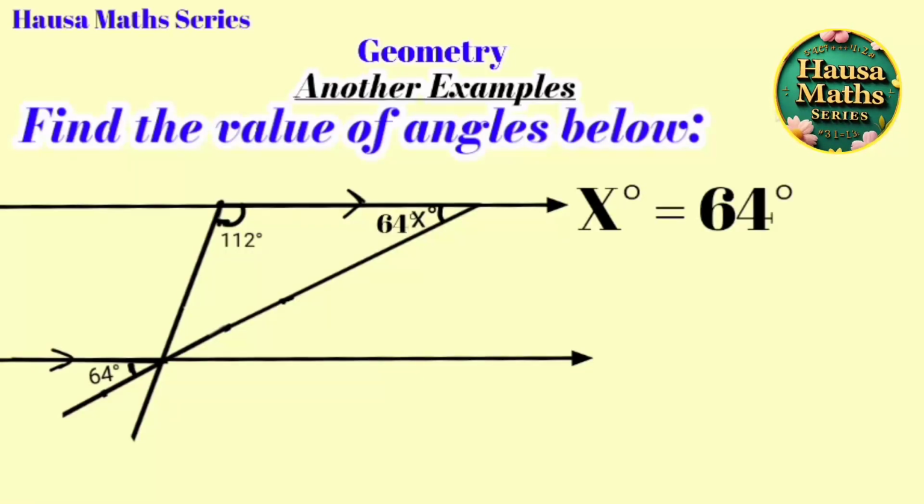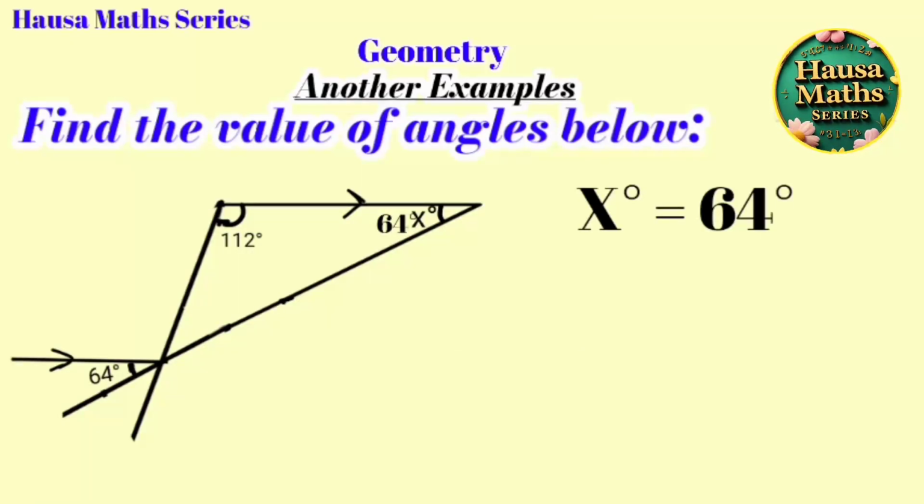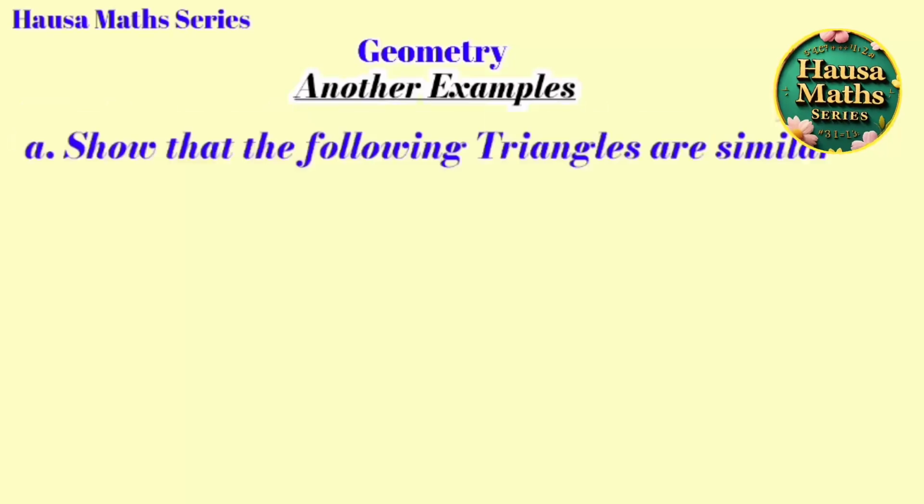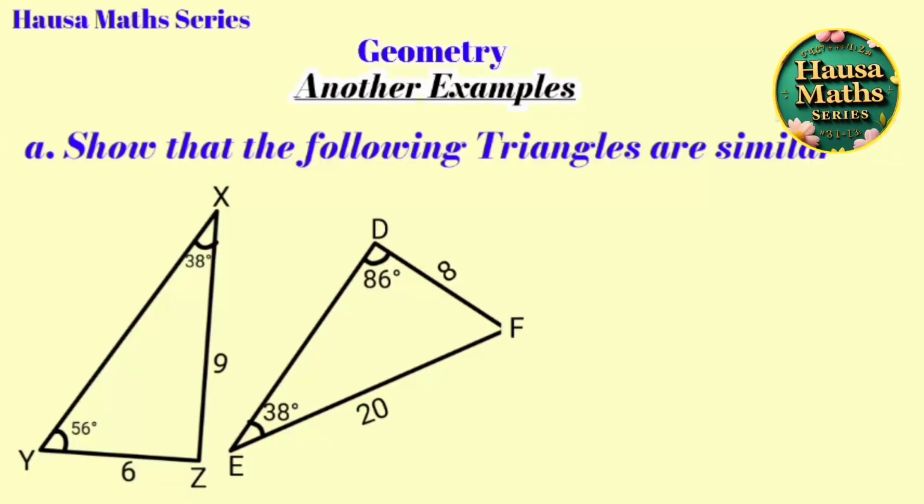So in these examples, this one says number one A. We have A and B in these examples. A says show that the following triangles are similar. Show that these triangles are exact, none is greater than the other.